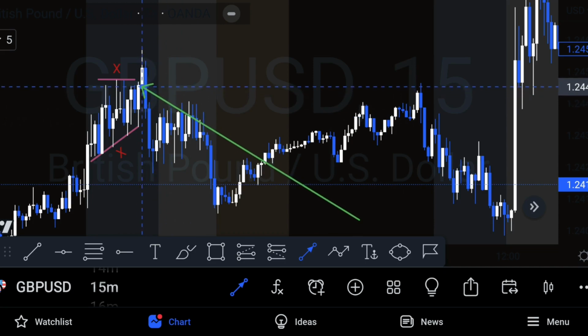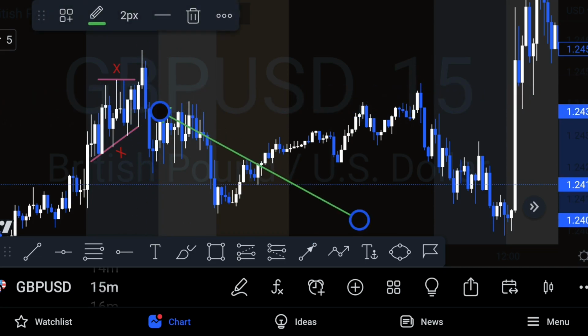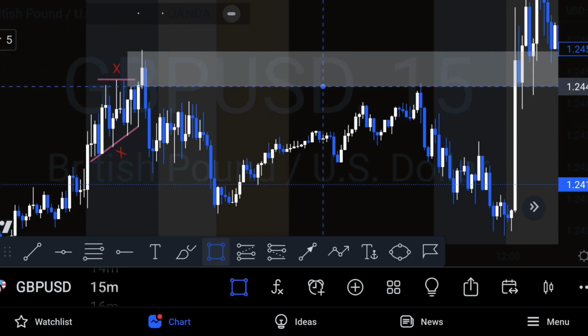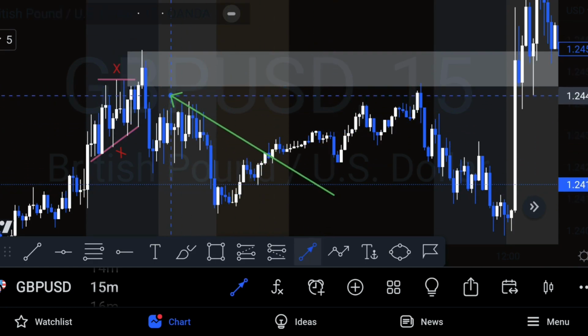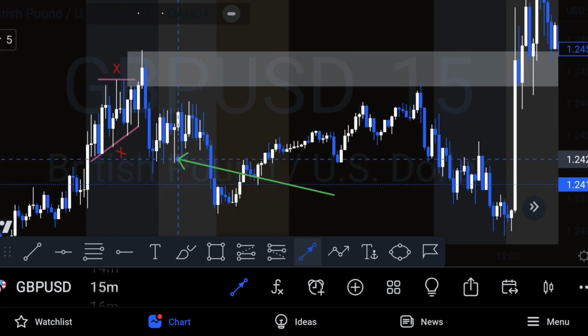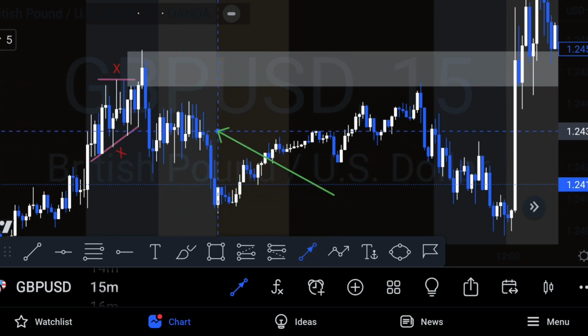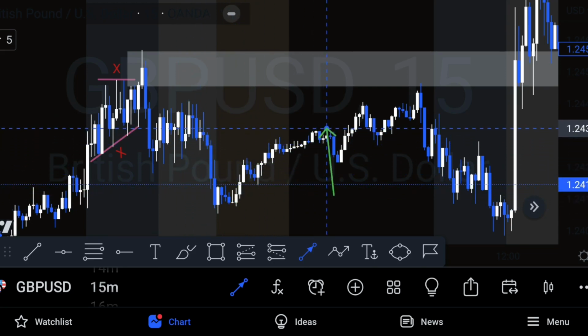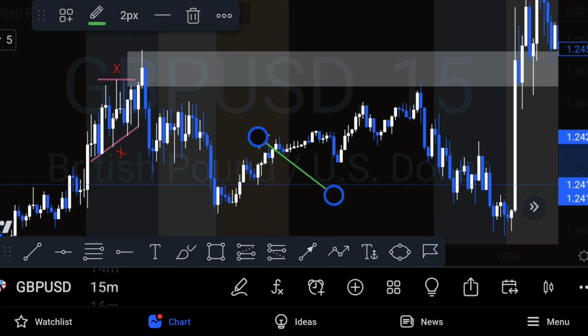not make it quite to the supply zone. We mark that supply zone out right here. So price did not make its way to that supply zone and pushed down again, now creating a new supply zone right here. And as you can see, price came back, tapped into the new supply zone.